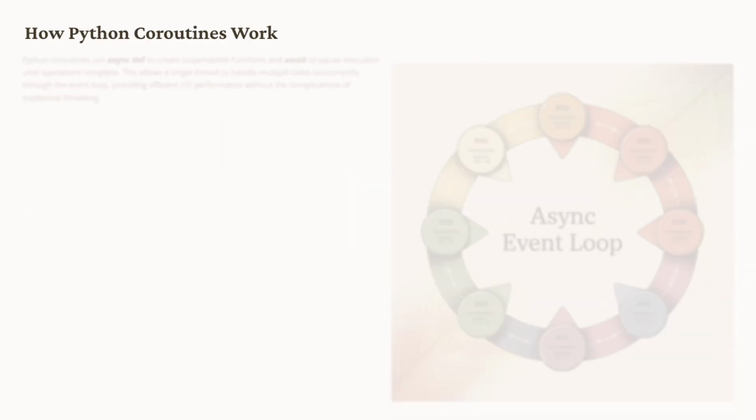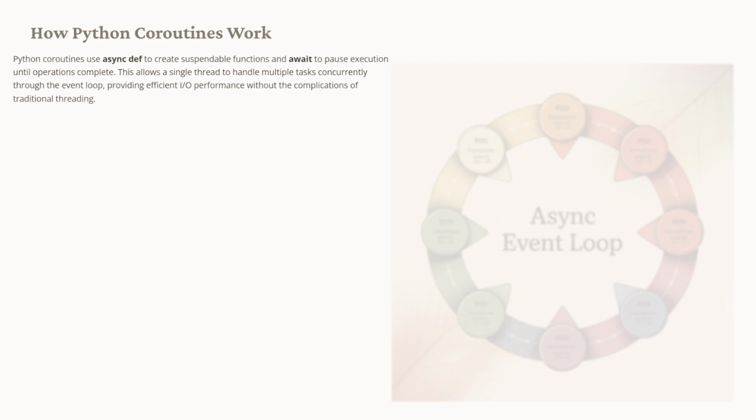So how exactly do coroutines work? Python coroutines use the async def to create suspendable functions and await to pause execution until operations complete. This allows a single thread to handle multiple tasks concurrently through the event loop, providing efficient input-output performance without the complications of traditional threading.